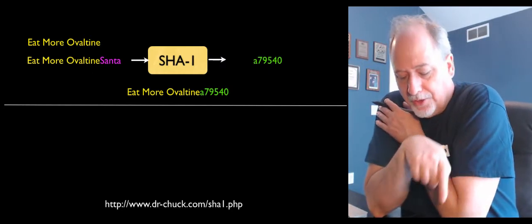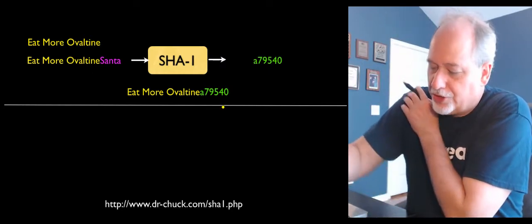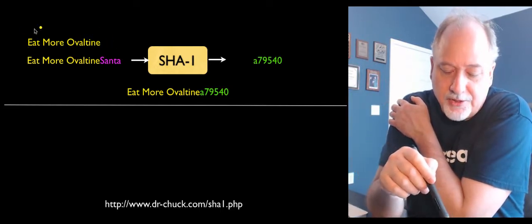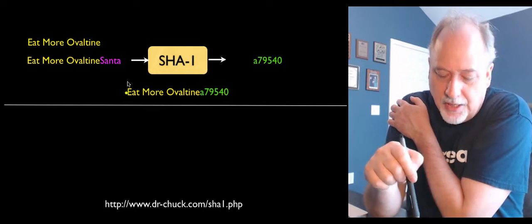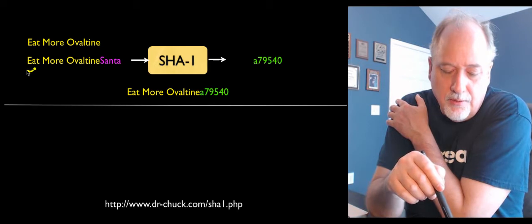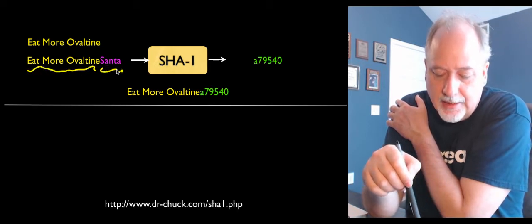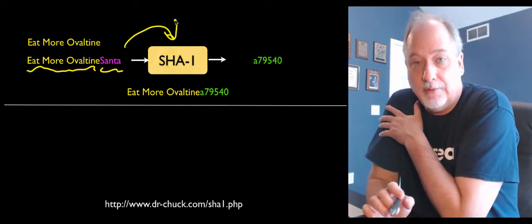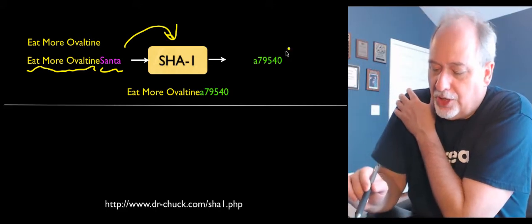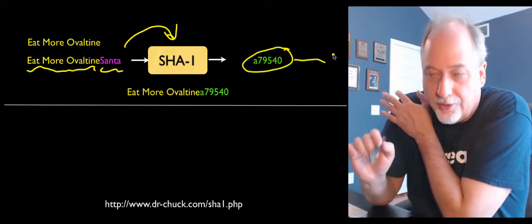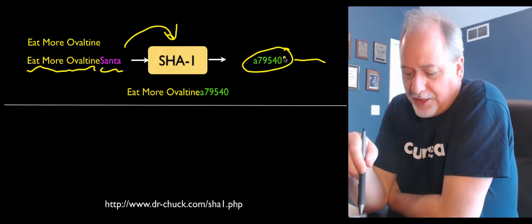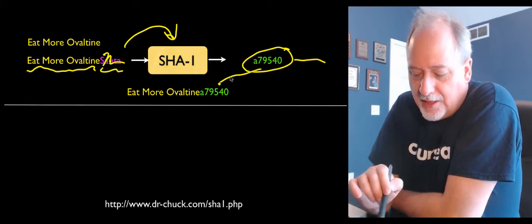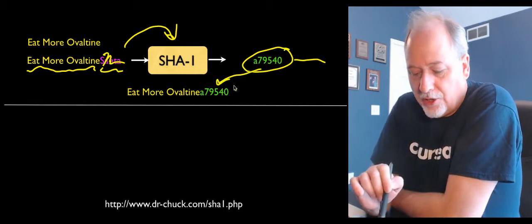So here we go. You can play with this on SHA-1.php, Dr. Chuck. And so if the message that Annie wants us to get is "eat more Ovaltine," and the secret is Santa, what you do is you take the message, concatenate the secret, and then run that through SHA-1. This is all happening in Annie's secure room, and she comes up with a digest. Now it's longer than this, but that's just the first 6 characters of it. And then what she does is she removes the secret and then concatenates the digest. Okay? And that's what gets sent across the insecure medium.